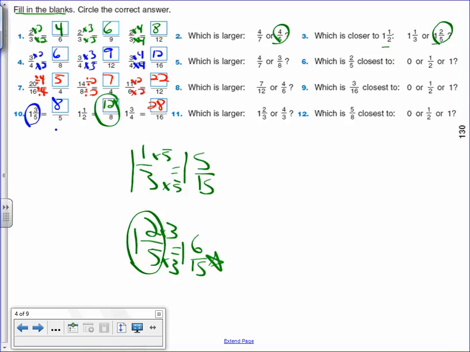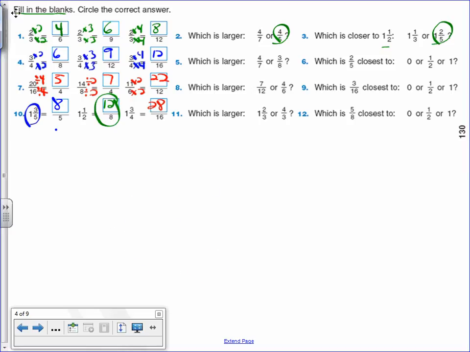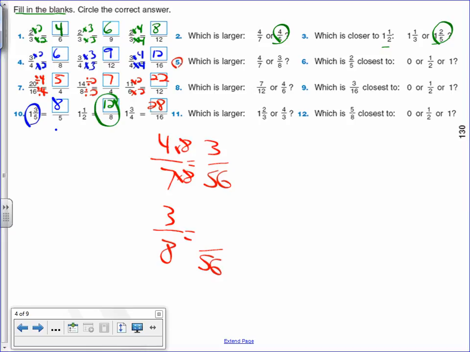See how we're doing that, kids? You have to make the fractions look the same by finding common denominators. You can't compare fractions unless you have a common denominator. You just can't. Which is larger? We're on this problem right here. Which is larger, 4/7 or 3/8? 7 times 8, 56. There's my denominator. I'm converting these fractions so they look the same. I have to be able to compare them. 7 times 8, 4 times 8, 32. 8 times 7, 3 times 7, 21. What's bigger? 32. That means 4/7 is larger.